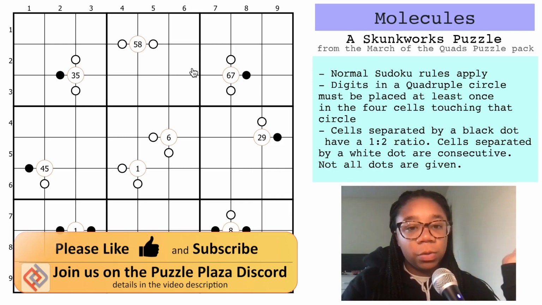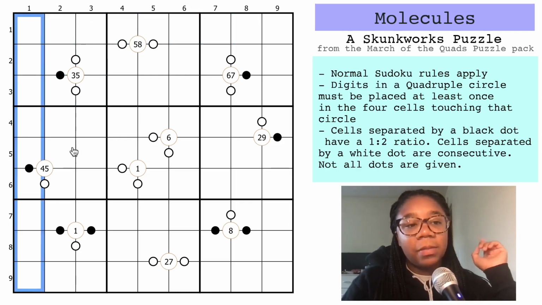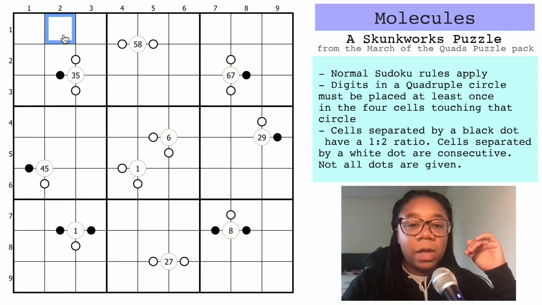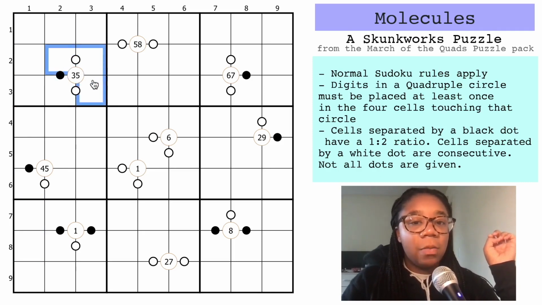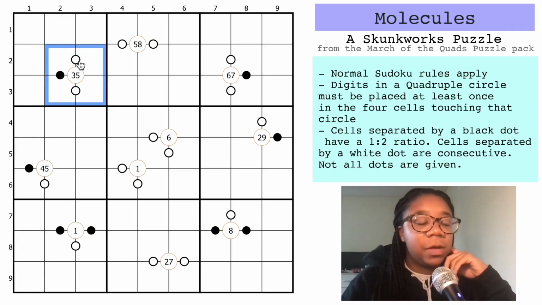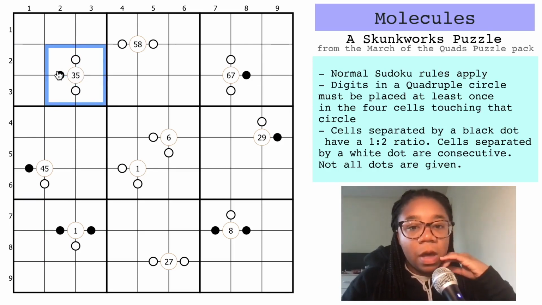First of all, normal Sudoku rules apply. So digits in any box, row, or column must make up a complete set of the digits 1 to 9 without repetition. Also, digits in a quadruple circle must be placed within the 4 cells that are surrounding that circle. So there has to be a 3 or a 5 somewhere on this quad.